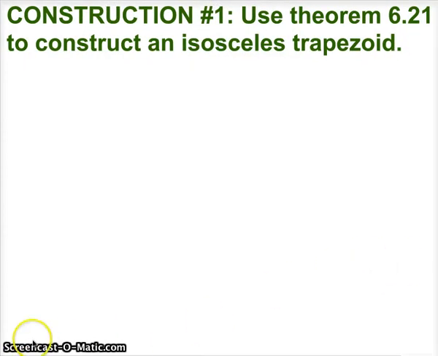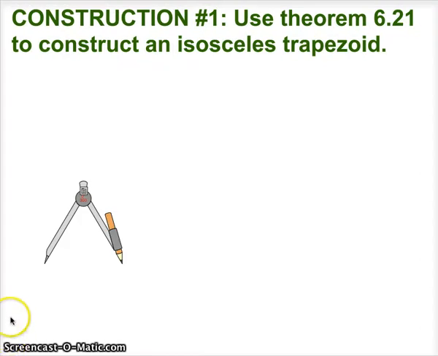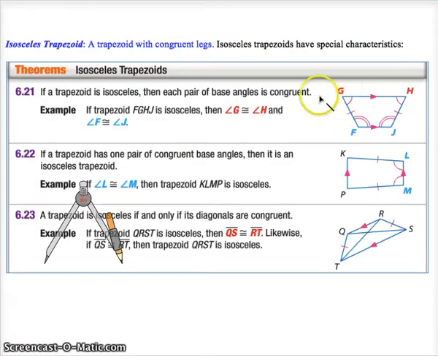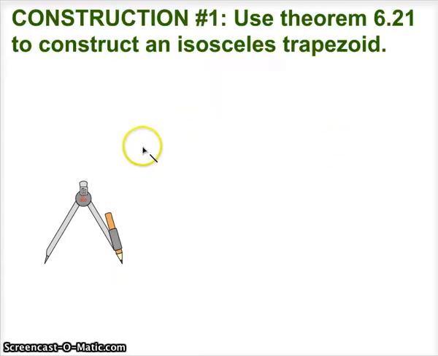All right, construction time. Let me get the tools out. This is saying construct an isosceles trapezoid using 6.21. So I'm supposed to use this principle to make it happen that it's isosceles. So if a trapezoid is isosceles, then each pair of base angles is congruent. So I'm going to do it by constructing. I think what this means, part of the biconditional here, is I'm going to construct it by having base angles congruent. I'll make base angles congruent, and that's just going to make it be an isosceles trapezoid.